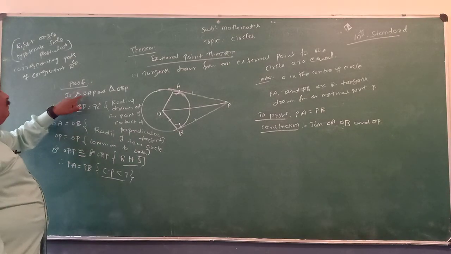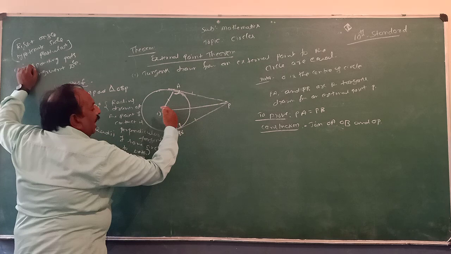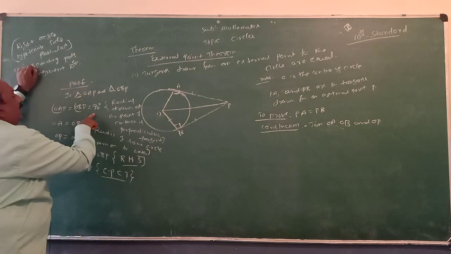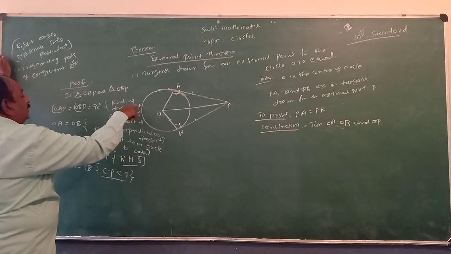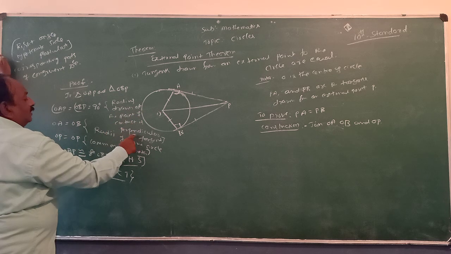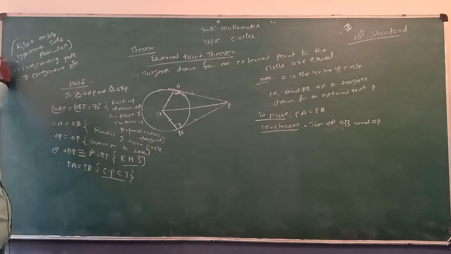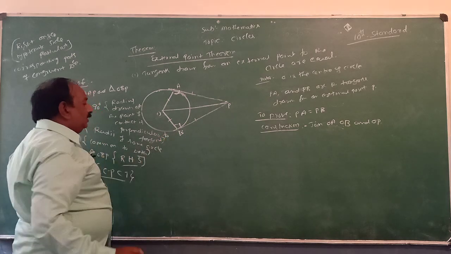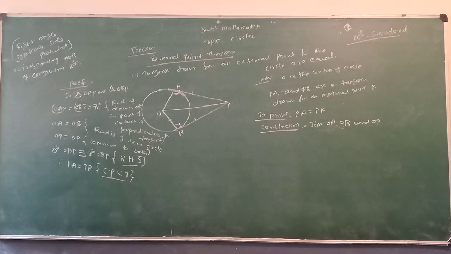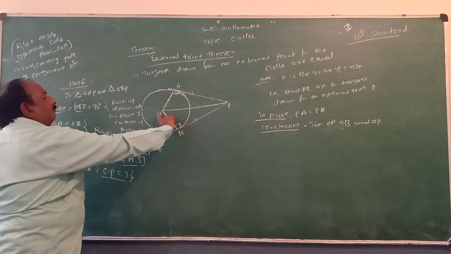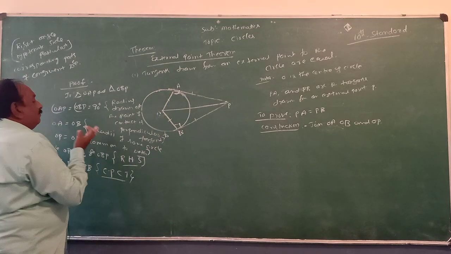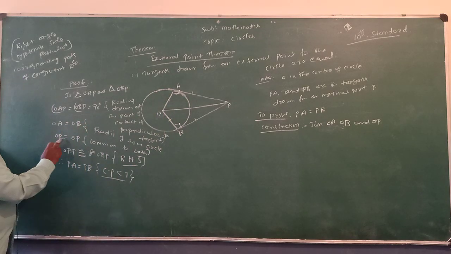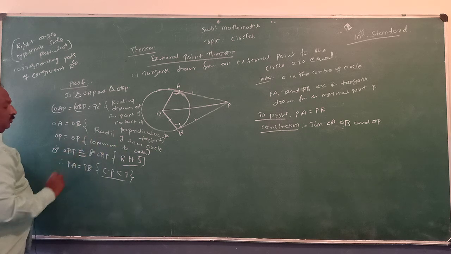That is, angle OAP and angle OBP are equal to 90 degrees because the radius drawn at the point of contact is perpendicular to the tangent. Then OA is equal to OB, these two are radii of the same circle. OB is equal to OP, common to both.